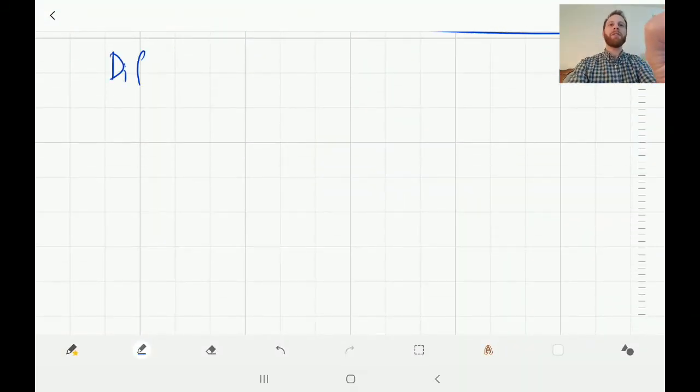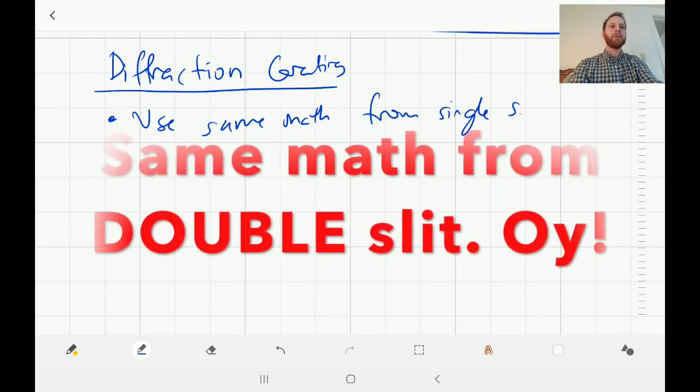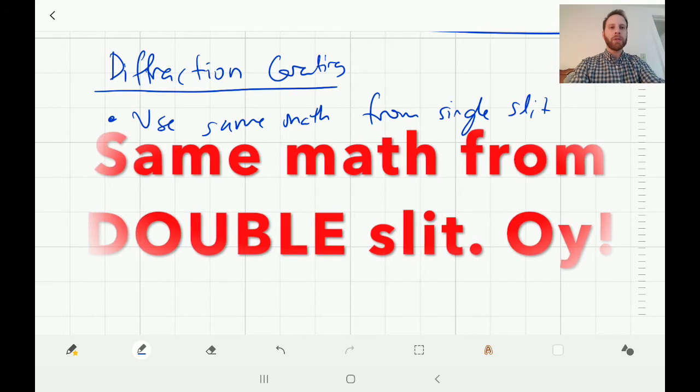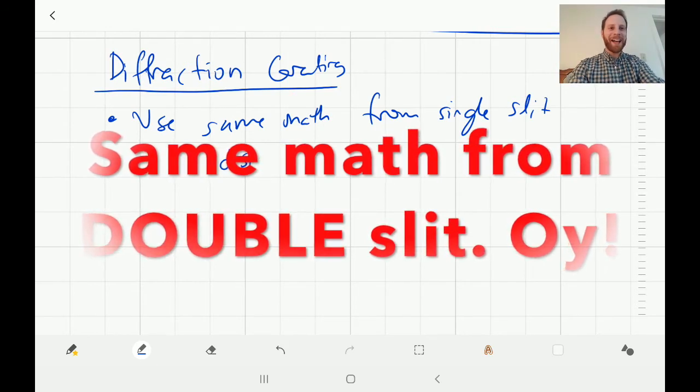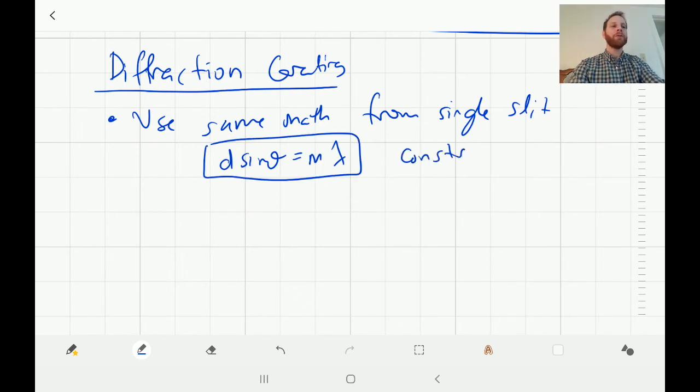Diffraction gratings. The mathematics works just the way it does with the single slit. So point number 1, use the same math from single slit. And that was, if I remember this right, d sine theta is equal to m lambda. That is for the position of the constructive interference. In other words, the bright fringes.